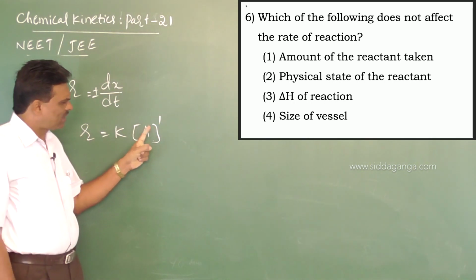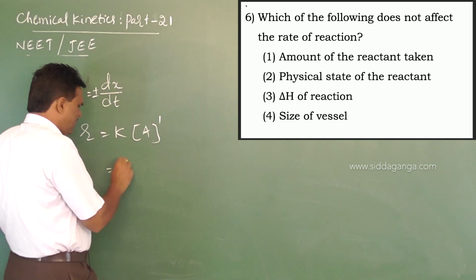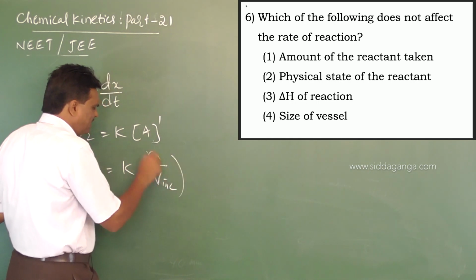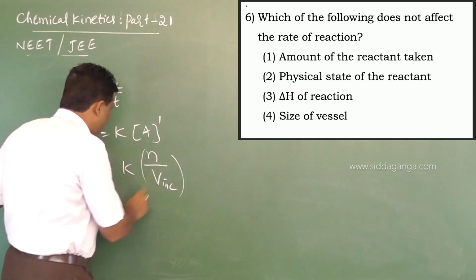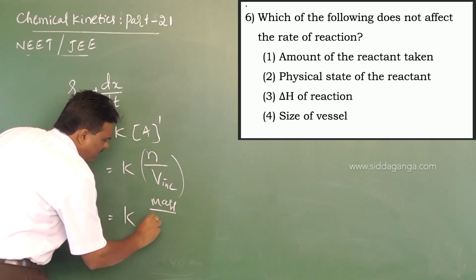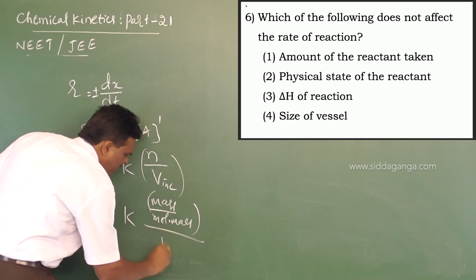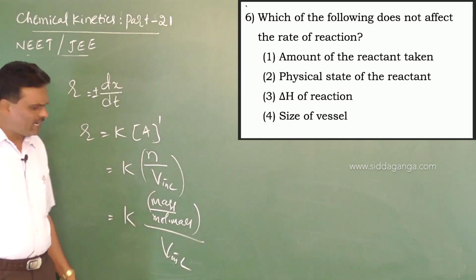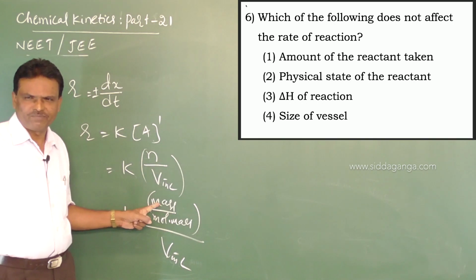Rate depends on molar concentration. Molar concentration is nothing but K into number of moles divided by volume in liter. Is it clear? Number of moles is nothing but mass by molecular mass, so K into mass divided by molecular mass, whole divided by volume in liter. So amount of reactant taken, mass of reactant taken, so option 1 is right.